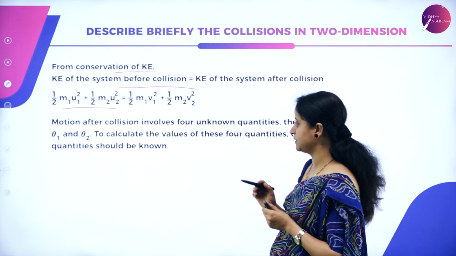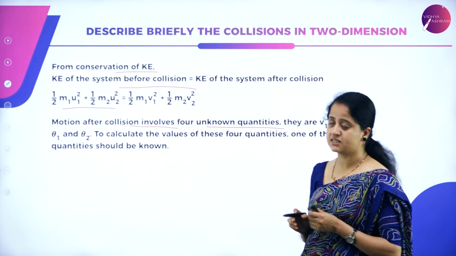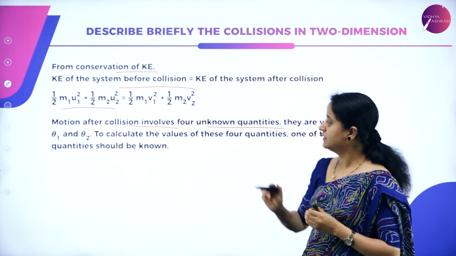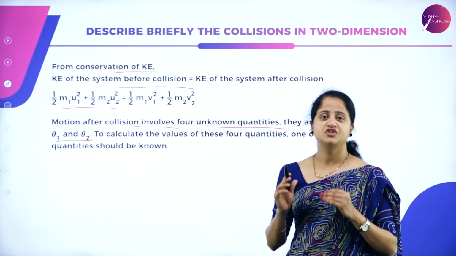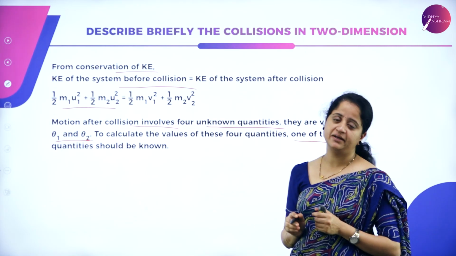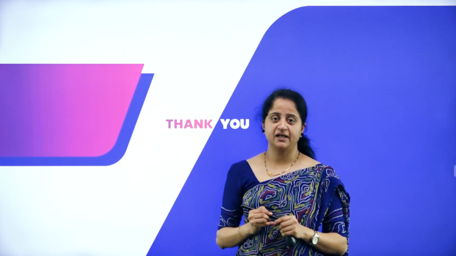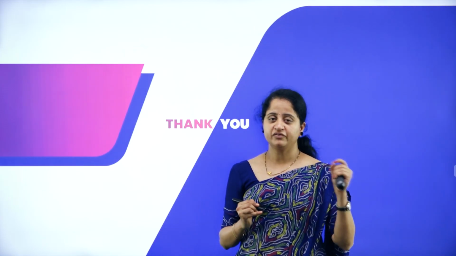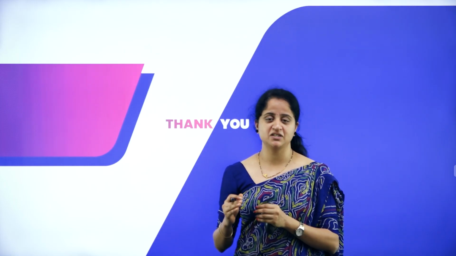So motion after collision involves 4 unknown quantities. What are those 4 unknown quantities? That is v1, v2, theta 1 and theta 2. To calculate the values of these 4 quantities, at least one of them should be known. So this is how we have to write the expressions for the law of conservation of momentum and kinetic energy of bodies when they are in two-dimensional motion.